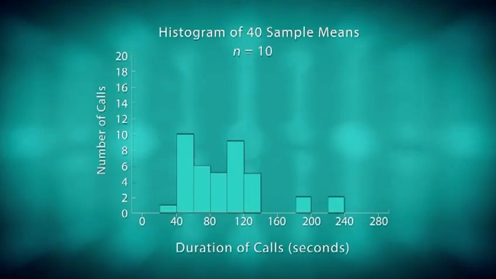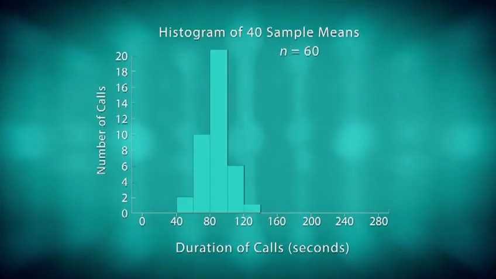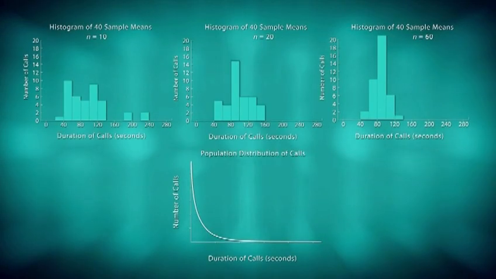We can do the same thing with 40 different samples of size 20. And finally, we can do it again with 40 different samples with an N of 60. Now let's compare our sampling distributions with the original population distribution for all calls to the mayor's hotline. The spread of all of the sampling distributions is smaller than the spread of the population distribution. And you can see that the spread of the sampling distributions tightens still further as the N increases.